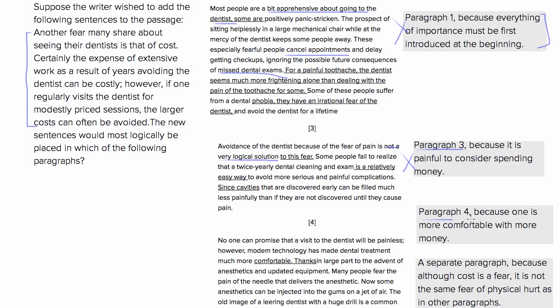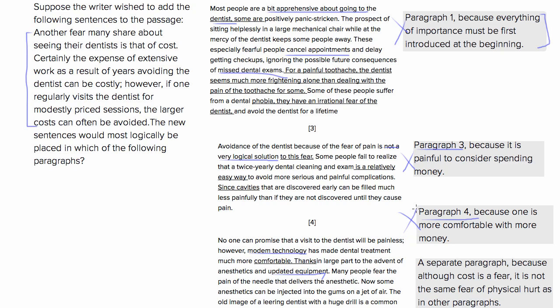Paragraph four, because one is more comfortable with more money. Again, nice idea, but not expressed in this passage about dentists. Also, paragraph four is talking about the modern technology and updated equipment. So it wouldn't really make sense to go from drills to being afraid of the cost. So choice three isn't good.